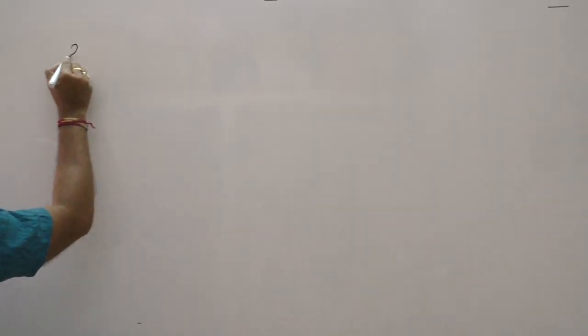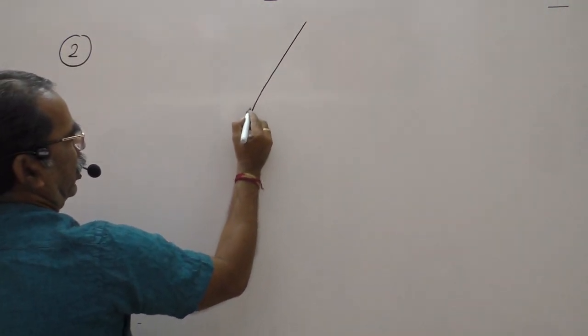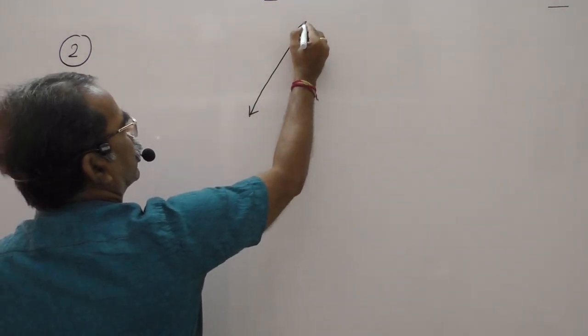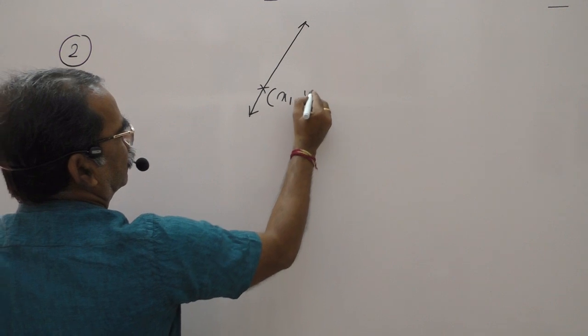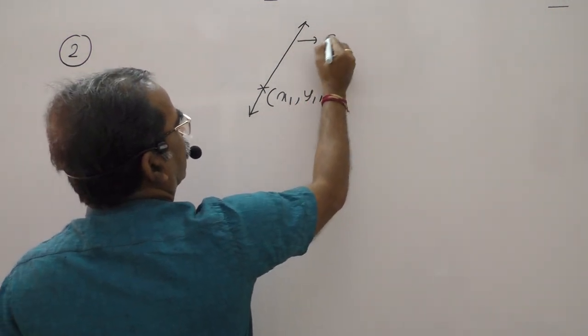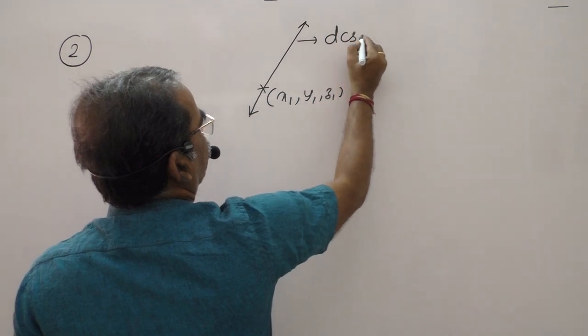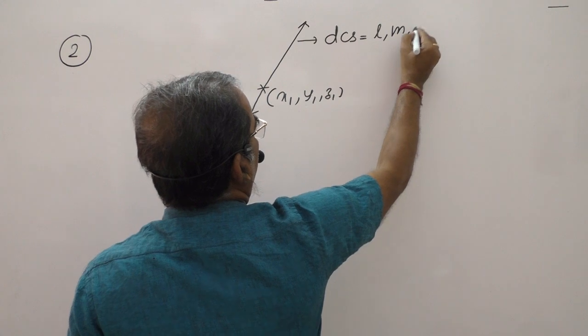Then next point, second point. Listen. Point number 2. If a line is given, again this is a line which is passing through the point x1, y1, z1, and the DCs of the line are l, m, n.